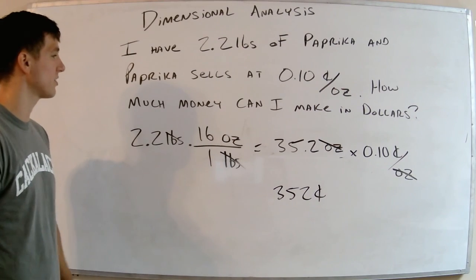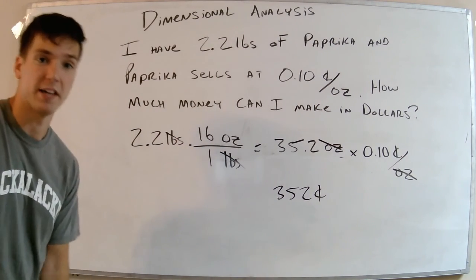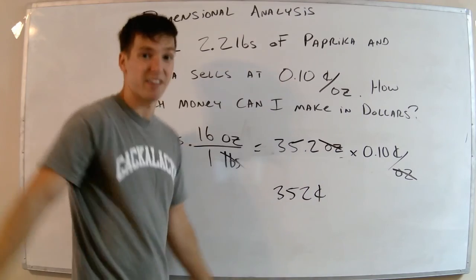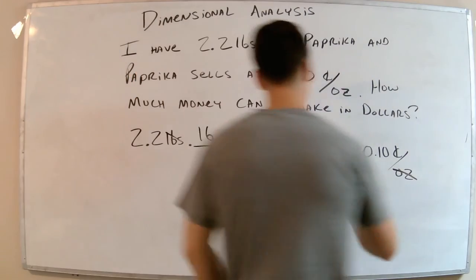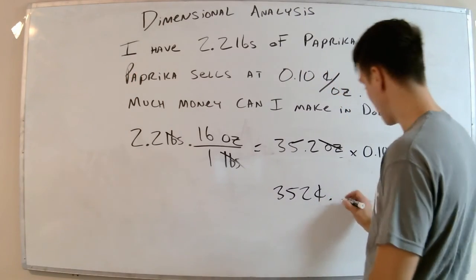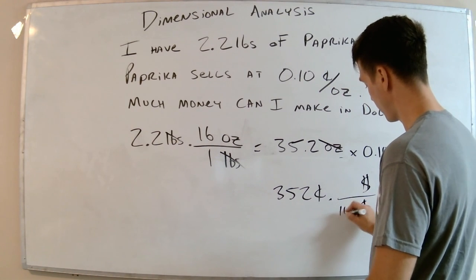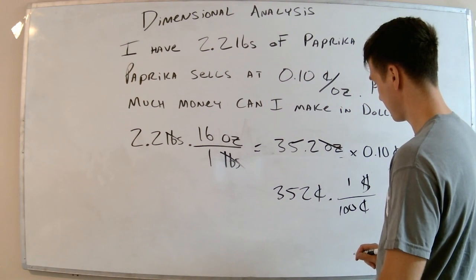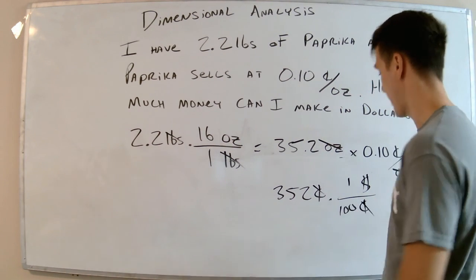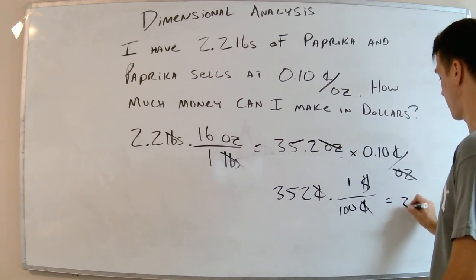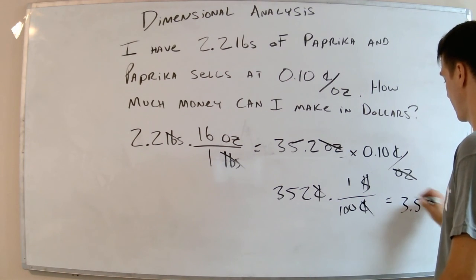But remember, I didn't want cents. I wanted dollars. I know that if I have 352 cents, I'm going to do dimensional analysis and be a pain. I know for every 100 cents, I get $1. So I divide by 100, and I'll end up with $3.52.